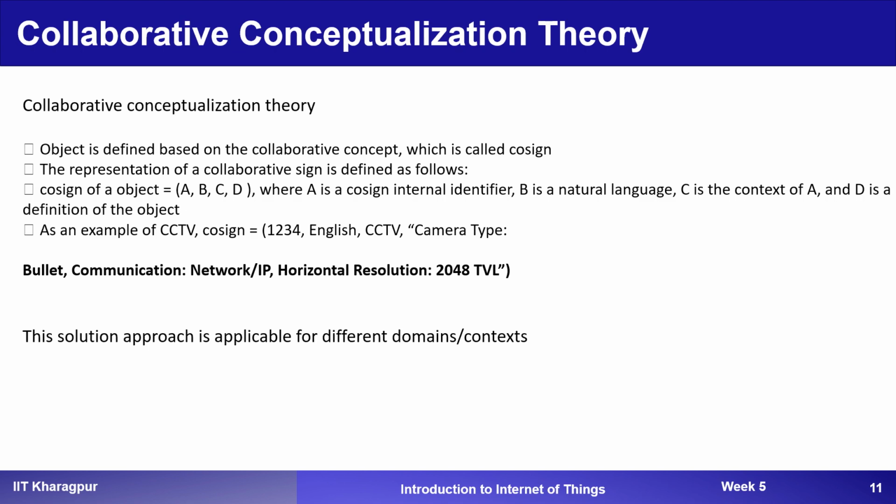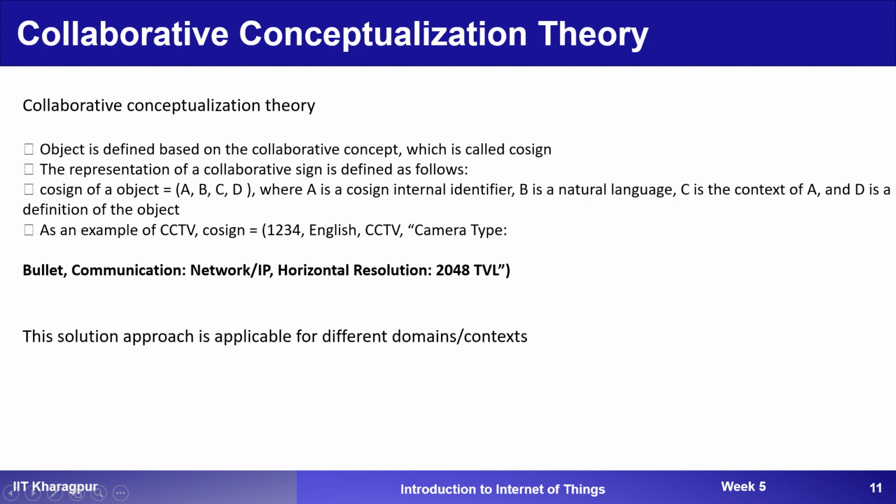Now the collaborative conceptualization theory. In case of collaborative conceptualization theory, an object is defined based on the collaborative concept, which is also called the cosine concept. The representation of collaborative sign is defined as follows. Each object is defined with the help of four variables, that is A, B, C, D. A is the cosine internal identifier, B is the natural language which is followed, C is the context of the A, and D is the definition of the particular object.